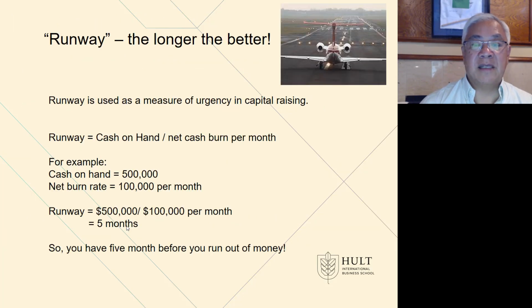So runway is the longer the better. If you're that plane looking to take off, you want a long runway so there's no chance you don't take off. So we measure it very simply by saying, what's your cash on hand, and compare it to your net cash burn per month. So if we had $500,000 in cash and we're burning 100 a month, you divide 500 by 100, which means we have 5 months to go before we run out of cash. So you can see the powerful nature of what runway indicates: how fast you have to raise money.